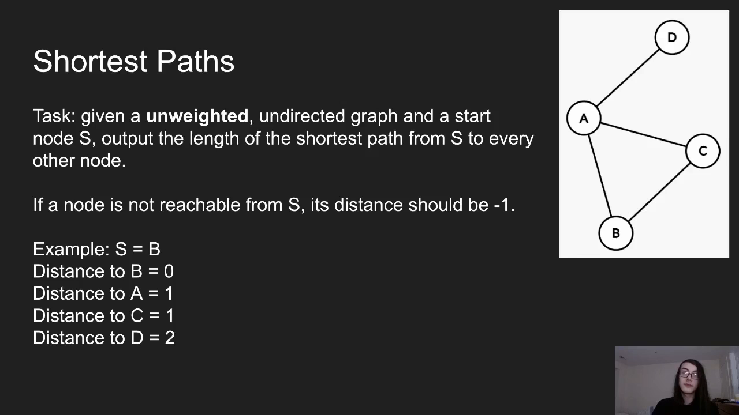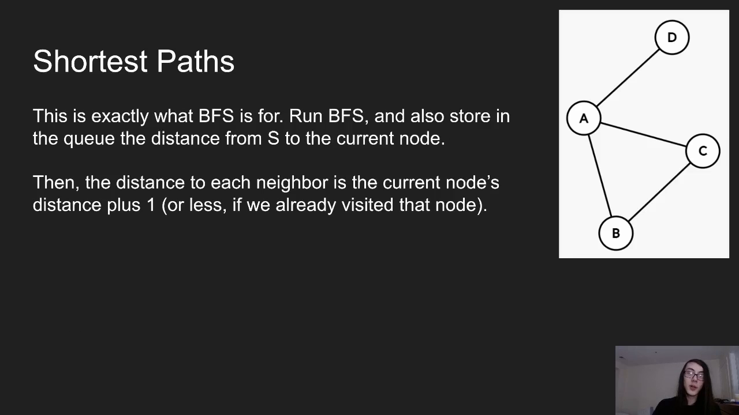Pause and try it. Hopefully you were paying attention earlier because this is exactly what BFS does for you. We proved this whole thing. So this is just, can you code BFS? So here, run BFS, but also store in the queue the distance of each node to S. Then for any neighbor, the distance is the distance of your current node plus 1 because it's 1 away from the current node.